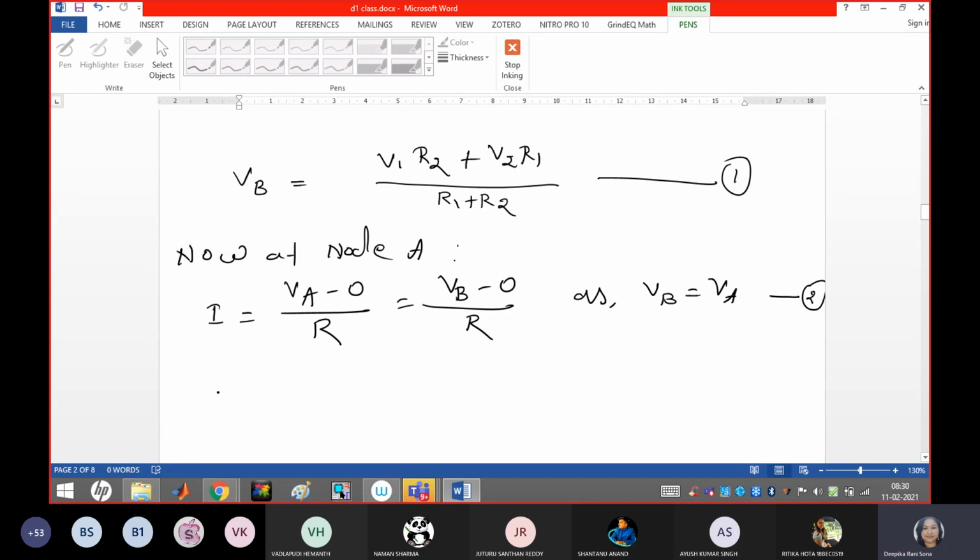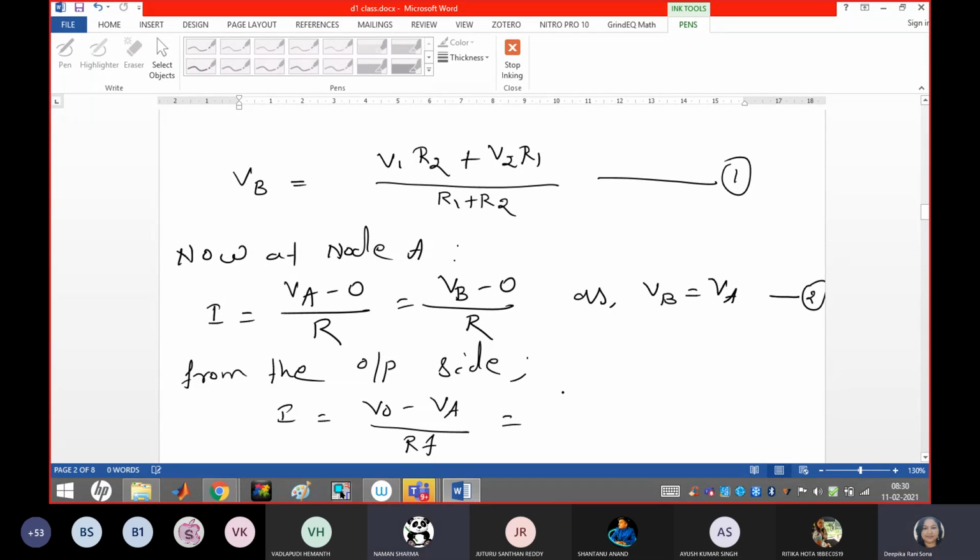Now from the output side, if I write, what is the current I? I equals V0 minus VB by RF. So the same thing can be written as V0 minus VB by RF, right? This is equation 3. Up to this, you all got or not?